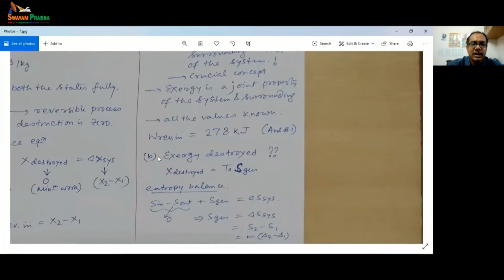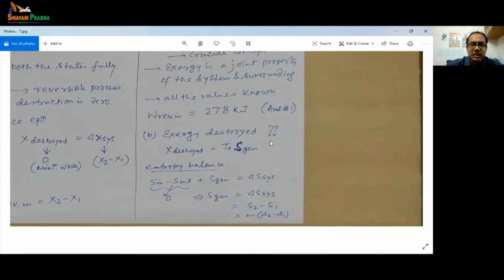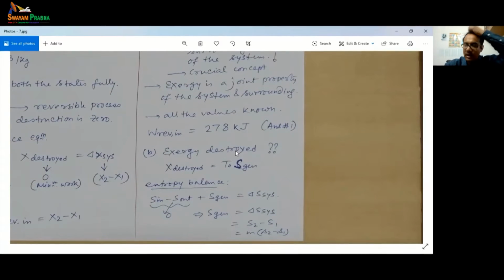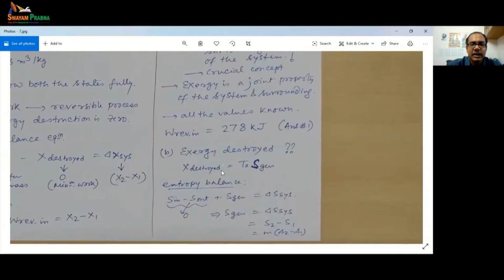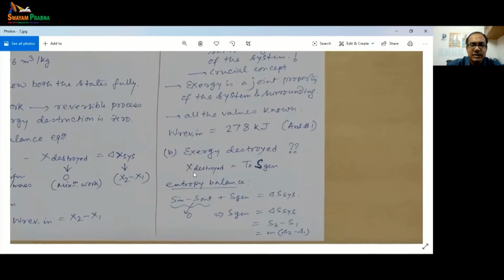And that's the second portion of the problem. What is the second portion asking? It is asking how much exergy is getting destroyed in the process. Exergy destroyed is very straightforward: you just find out the entropy generated, multiply it with the surrounding temperature, and that will give you the exergy destroyed. So let's do that.